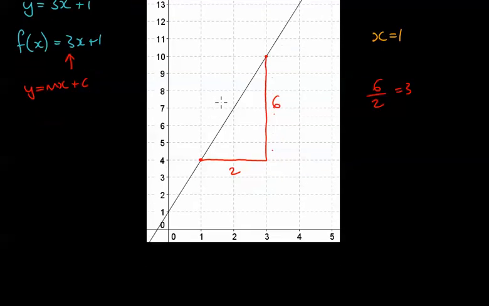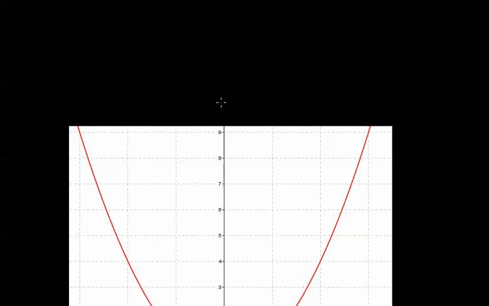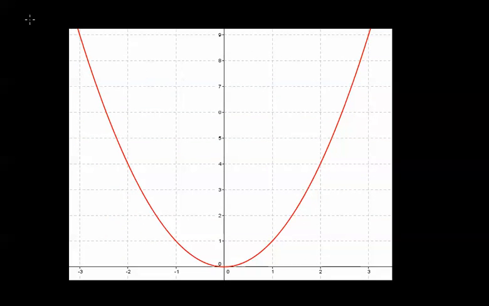The problem arises when you have graphs like this. This is y equals x squared, or you could even write f of x equals x squared. This is the function of x. Now, let's say I wanted to do the same thing. I want to work out the gradient at x equals 1. But you can see the gradient is not the same everywhere on this line. It's not 3. It might be 3 somewhere on this line, but it's not 3 everywhere.